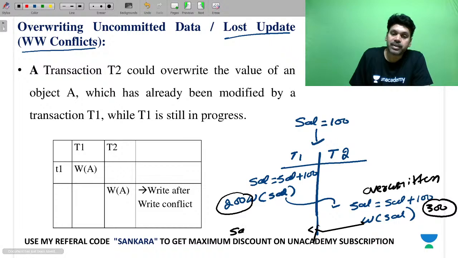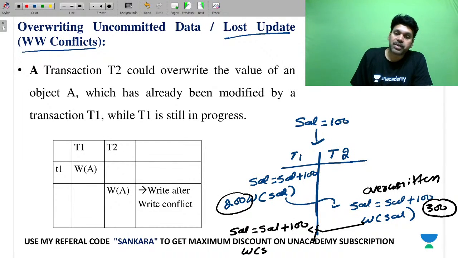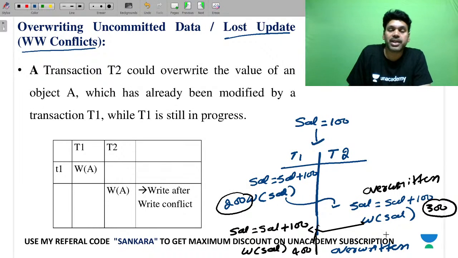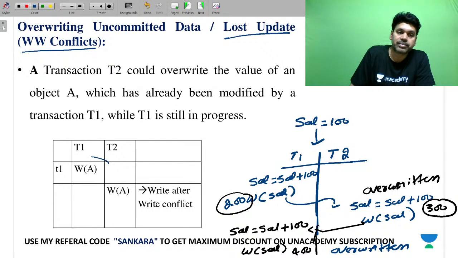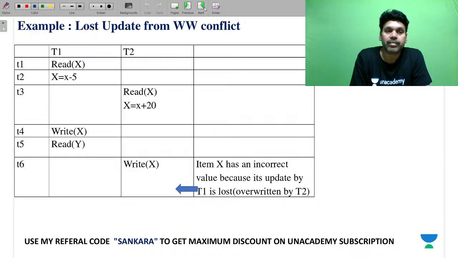Now when I do here sal is equal to sal plus 100, then you will get a write of sal. Then it is going to become some value like this. Then this value is what? Overwritten. So this is how the transactions overwriting each other also leads to inconsistency. Hence it is designated as a conflict.